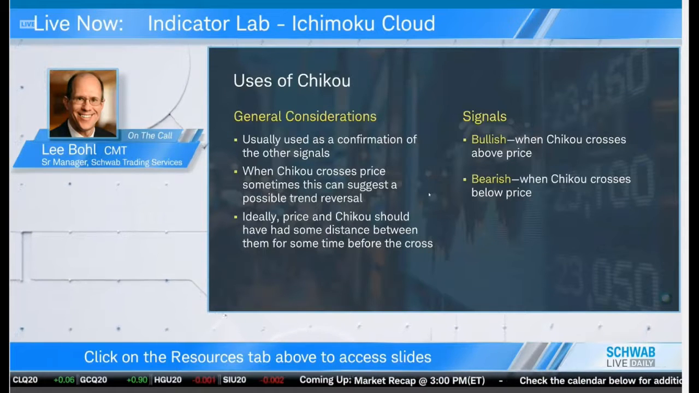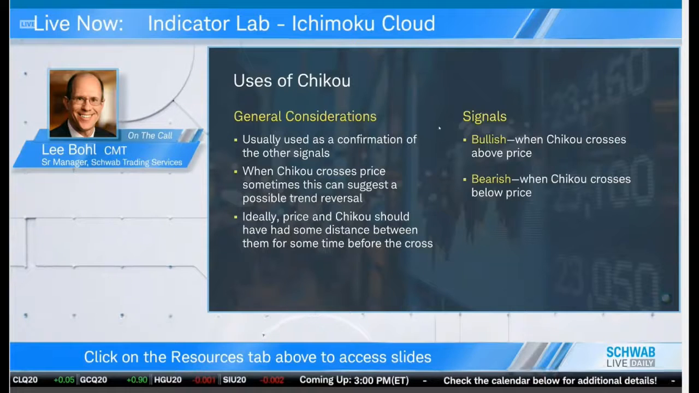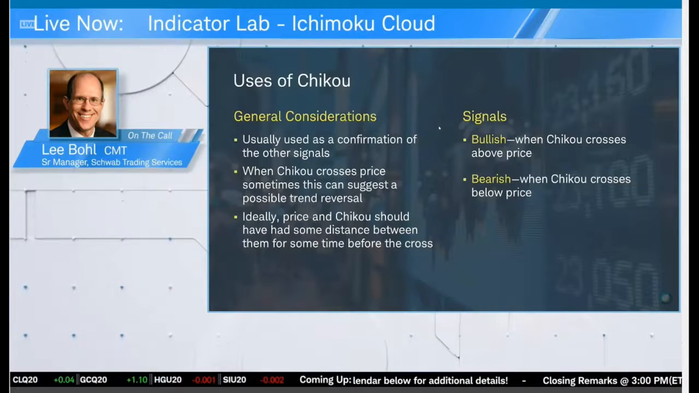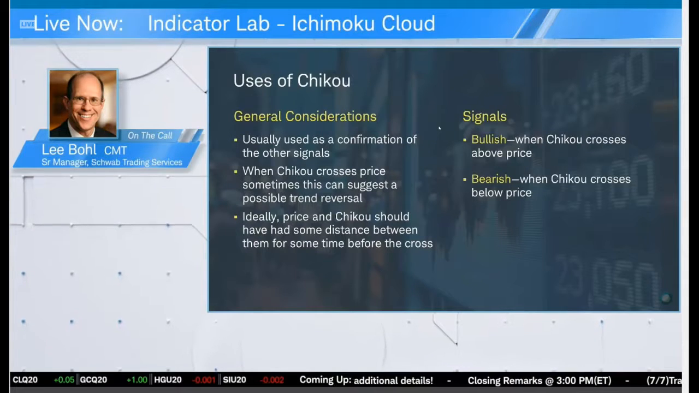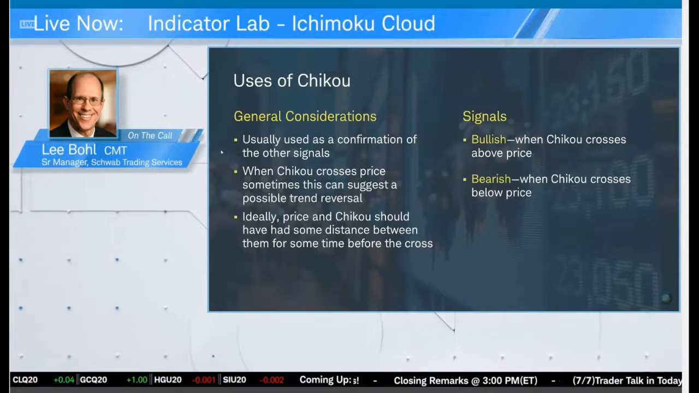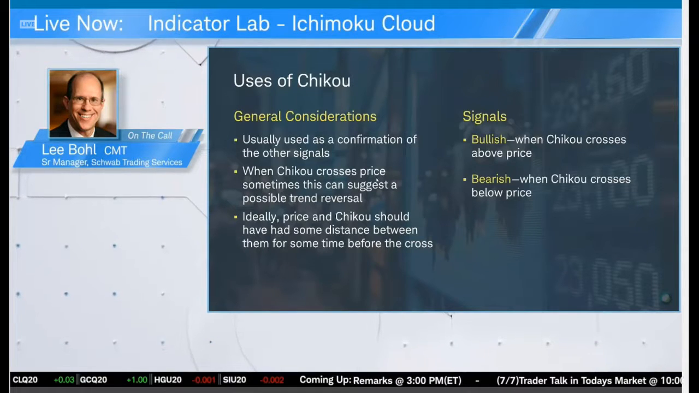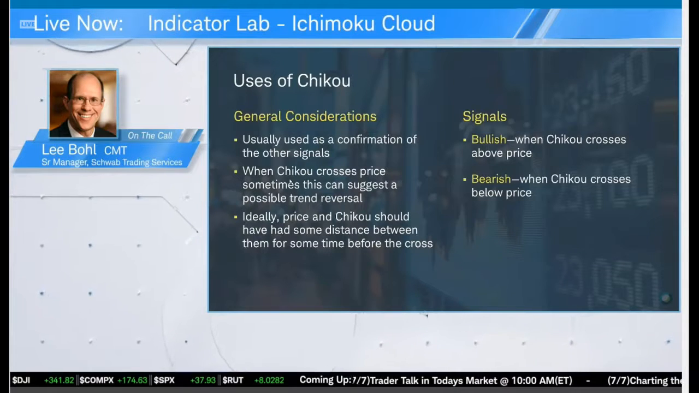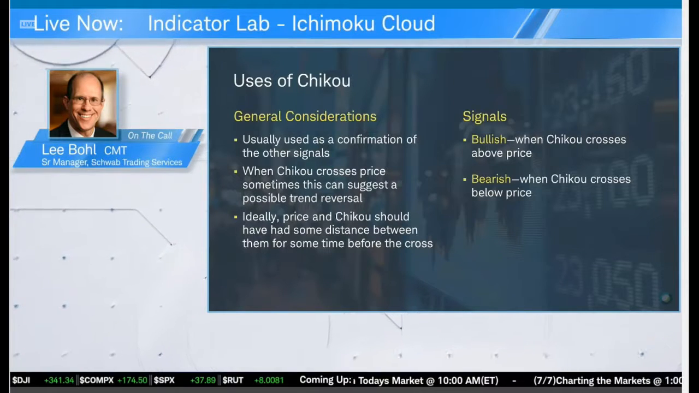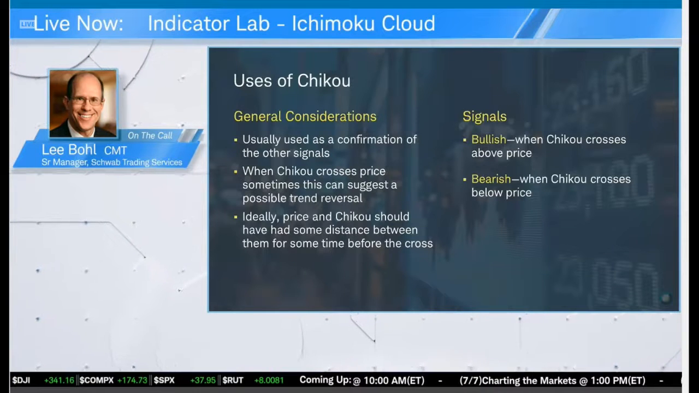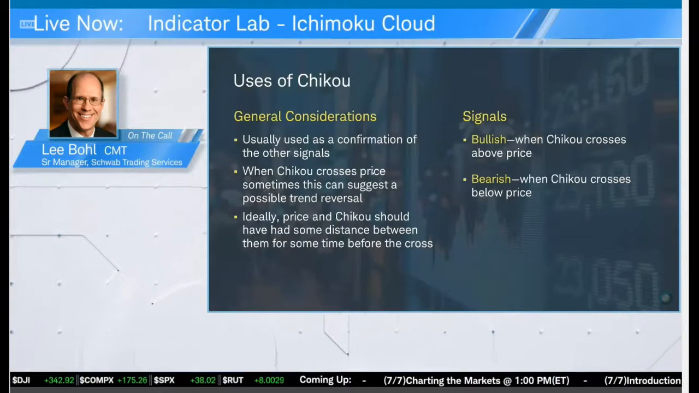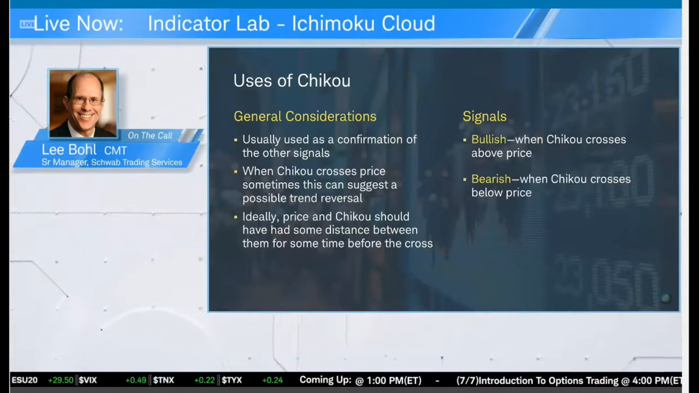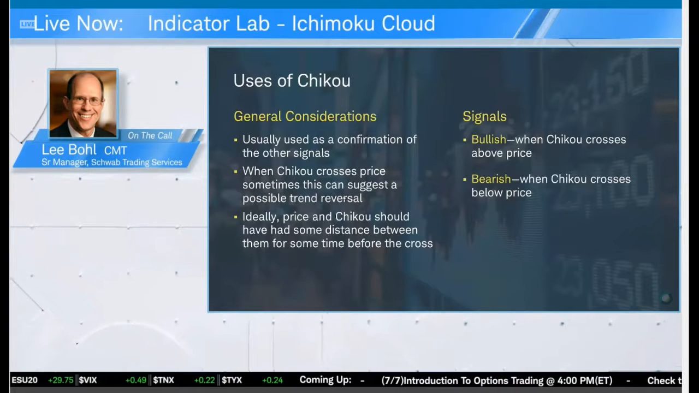All right, so now let's talk about Chikou. Again, some people don't even put it on their charts, which I think is a mistake. Usually people use it to confirm other signals, but as I showed you before, a pretty easy system is just when Chikou crosses price, or if you want to look at it the other way, price crosses Chikou. It's a signal of trend reversal.